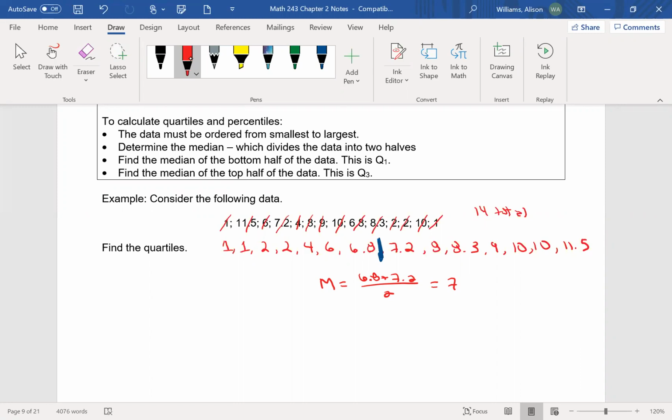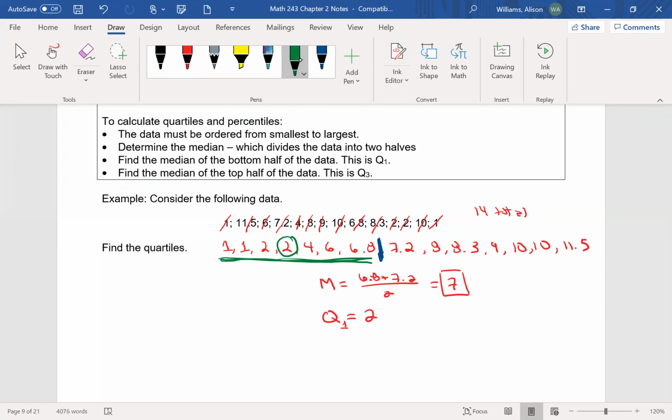So we found that. To find Q1, I'm going to look at the first half of the data. I'm basically just going to focus in on this data right here. Since there's 7 pieces of data, I'm going to find the middle. 1, 2, 3. So right here in the middle is 2. That's going to be Q1. Q1 is 2.